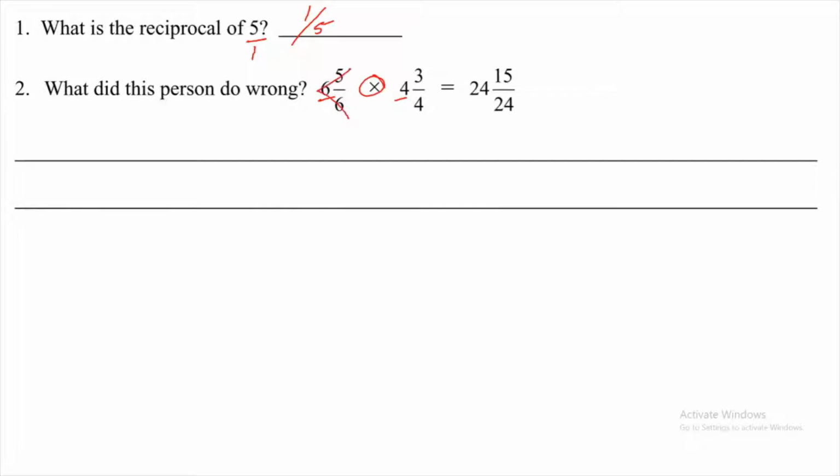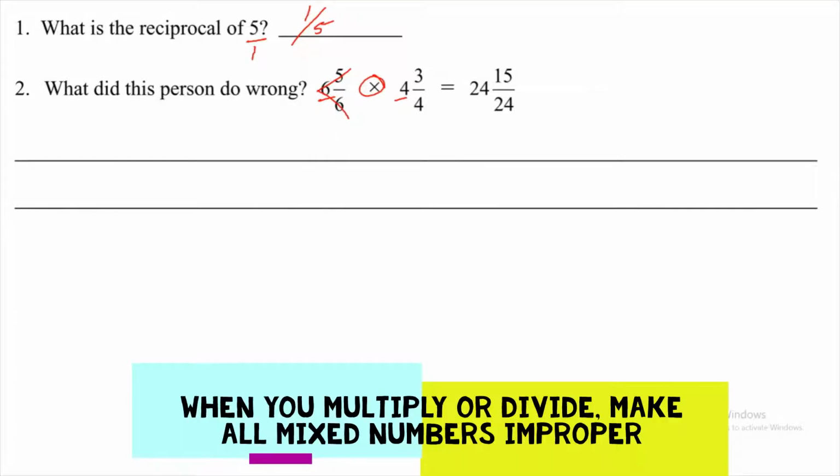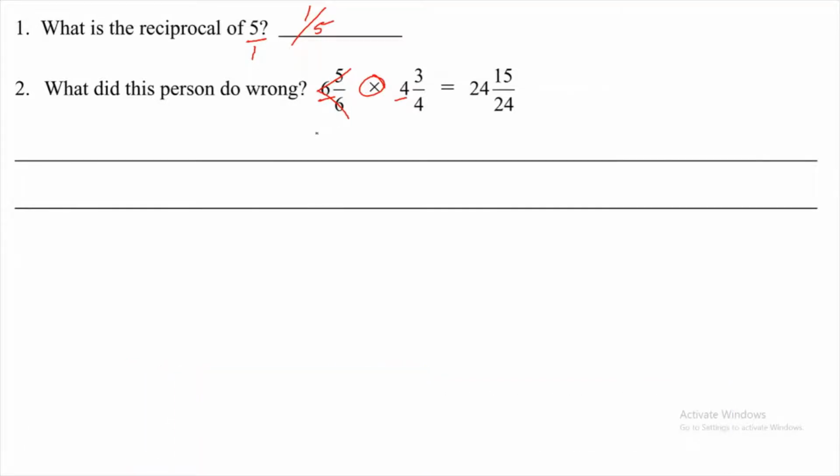So if I was going to do this problem the correct way, I would have to make the mixed numbers improper before I start. And you only do this when you multiply and divide, right? So this would be 36 plus 5, which would be 41/6, times 16 plus 3 is 19/4. Now this wouldn't be an easy problem because you can't cross simplify, but that's how you would solve the problem. All right, and if we are estimating, this is closer to 7, right? And this is closer to 5. 7 times 5 is 35, so I'm going to get an answer closer to 35, not 24. Okay, so the thing they did wrong was they never made them improper.